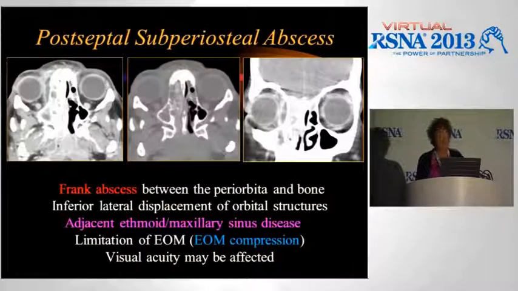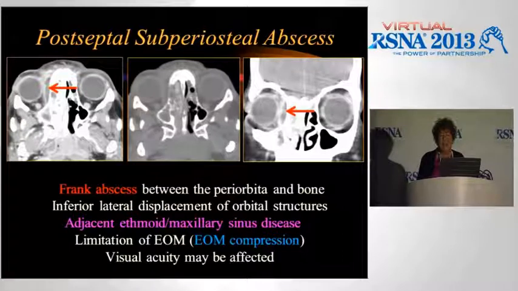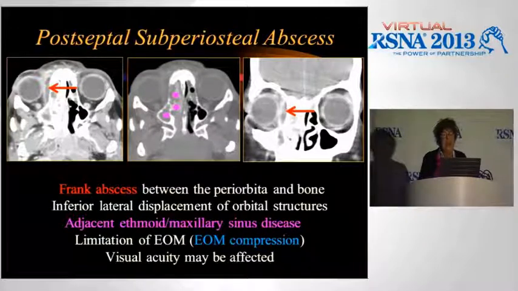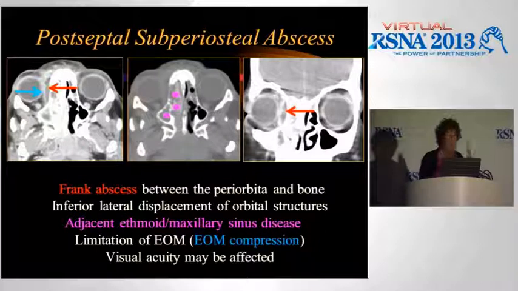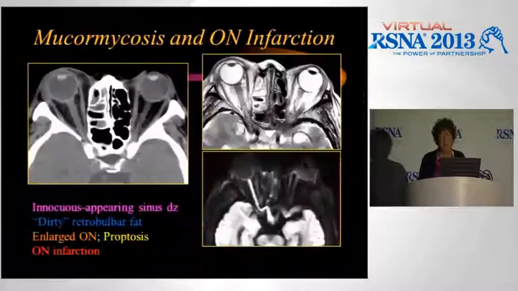And this is probably the situation with which you are most familiar, the postseptal subperiosteal abscess, which is a frank abscess between the periorbita and the bone. Notice there's inferior lateral displacement of orbital structures here. There's adjacent maxillary and ethmoid sinus disease, and also notice compression of the medial rectus muscle. Sometimes the extraocular muscles are compressed and it limits movement of the eyeball, and the visual acuity may be affected or eyeball motion may be painful.